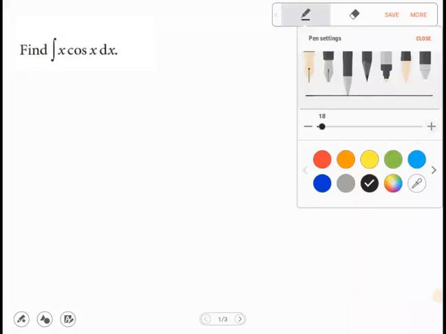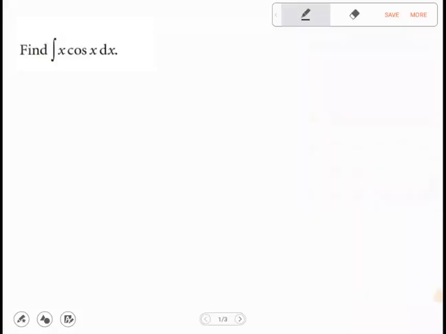And we need to integrate them. So the first one says find the integral of x cos x dx. Well, you can't use u substitution in this case because none of them will give the other one, which we can cancel out. So in this case, we're going to use integration by parts. And if you recall the formula for integration by parts, it's the integral of u dv equal to uv minus the integral of v du. You must be able to recall that one.